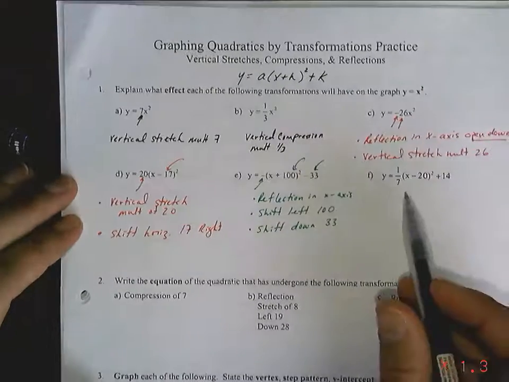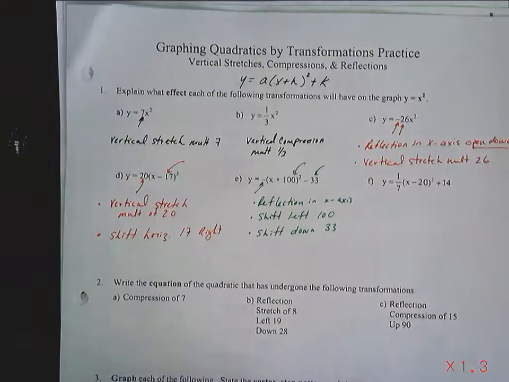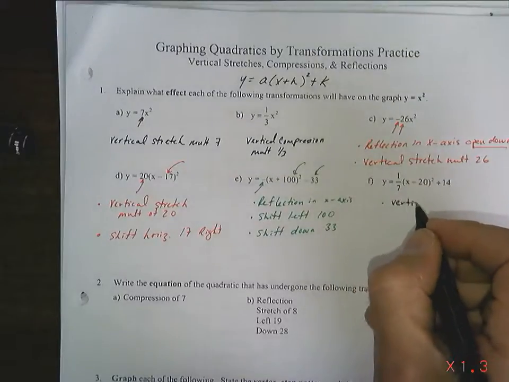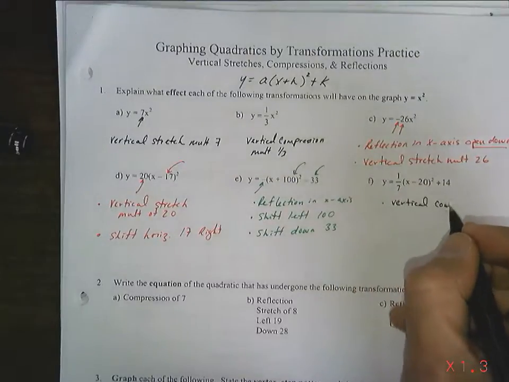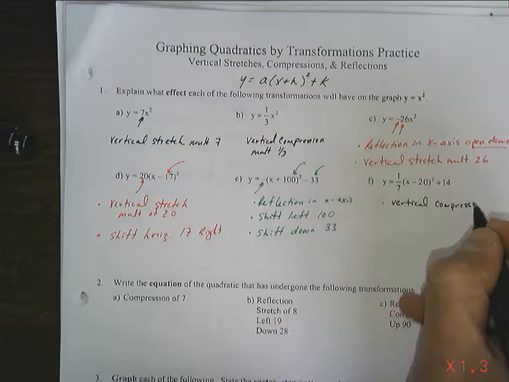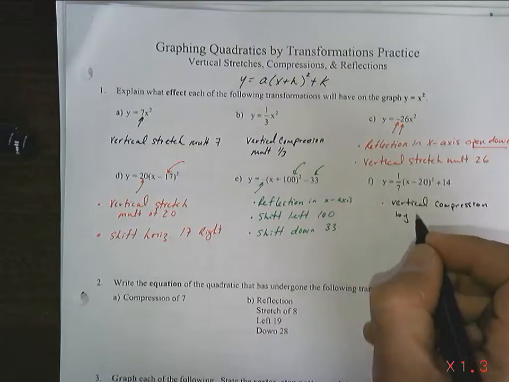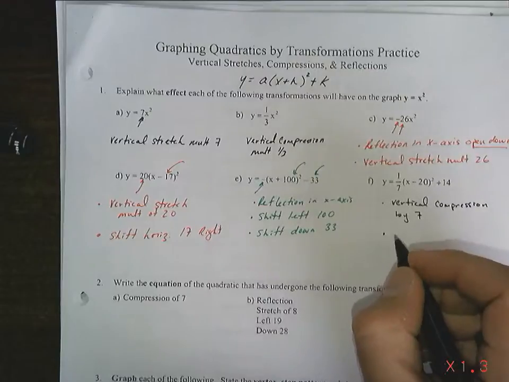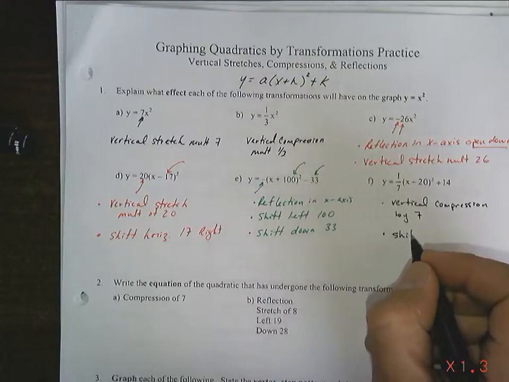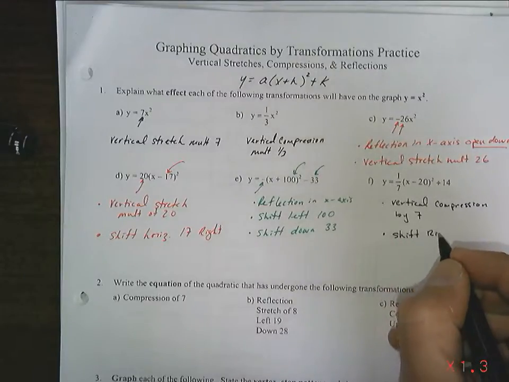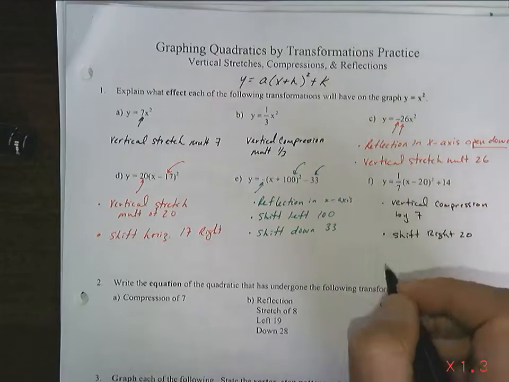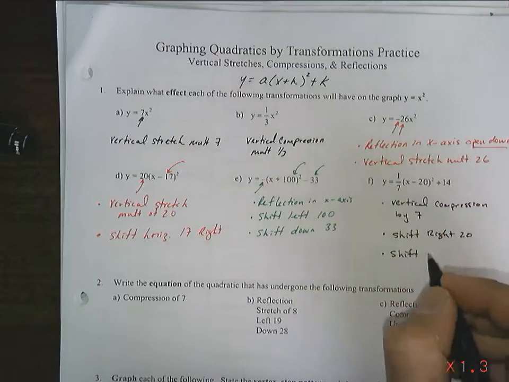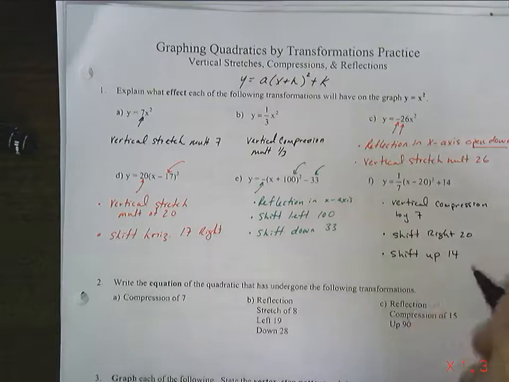And the last one here, we have a vertical compression by 7, if you will, or a multiple of 1/7. You have a shift right 20 units, and you have a shift up 14.